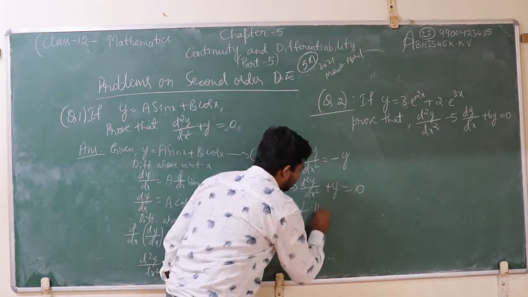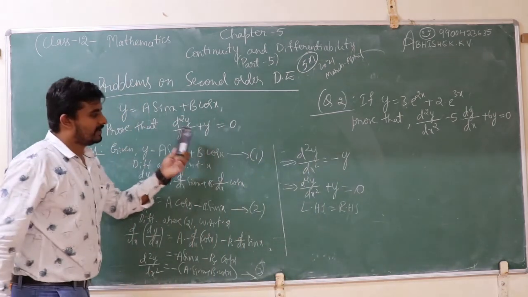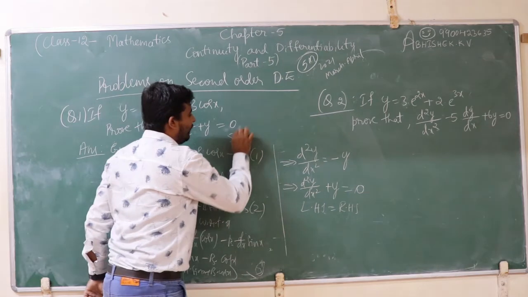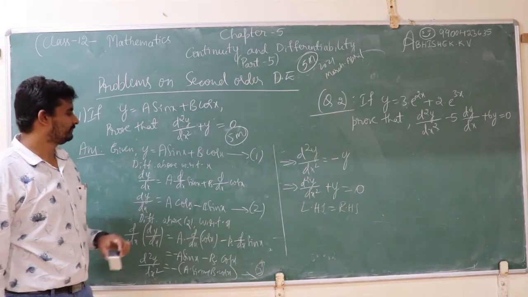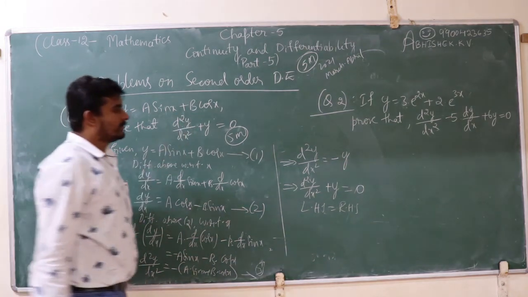Hence, LHS is equal to RHS. See, d square y by dx square plus y is equal to 0. From this, you will get 5 marks. Very easy, right? Please note. Yes. Let us move on to the next problem.